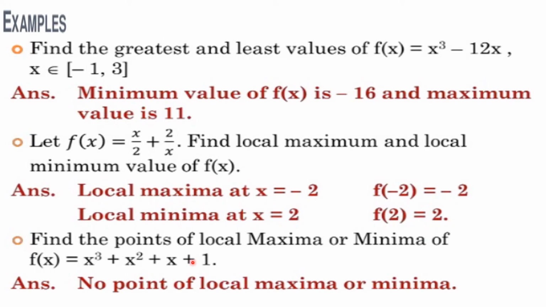Okay, my children, find the points of local maxima or minima of f of x is equal to x cube plus x square plus x plus 1. If you find the derivative of this function, you get 3x square plus 2x plus 1. If you try to find the critical points by solving f dash of x is equal to 0, it is not possible to find real numbers. We can't find the roots of that equation. So we say that there is no point of local maxima nor minima. Understood this point, my children?